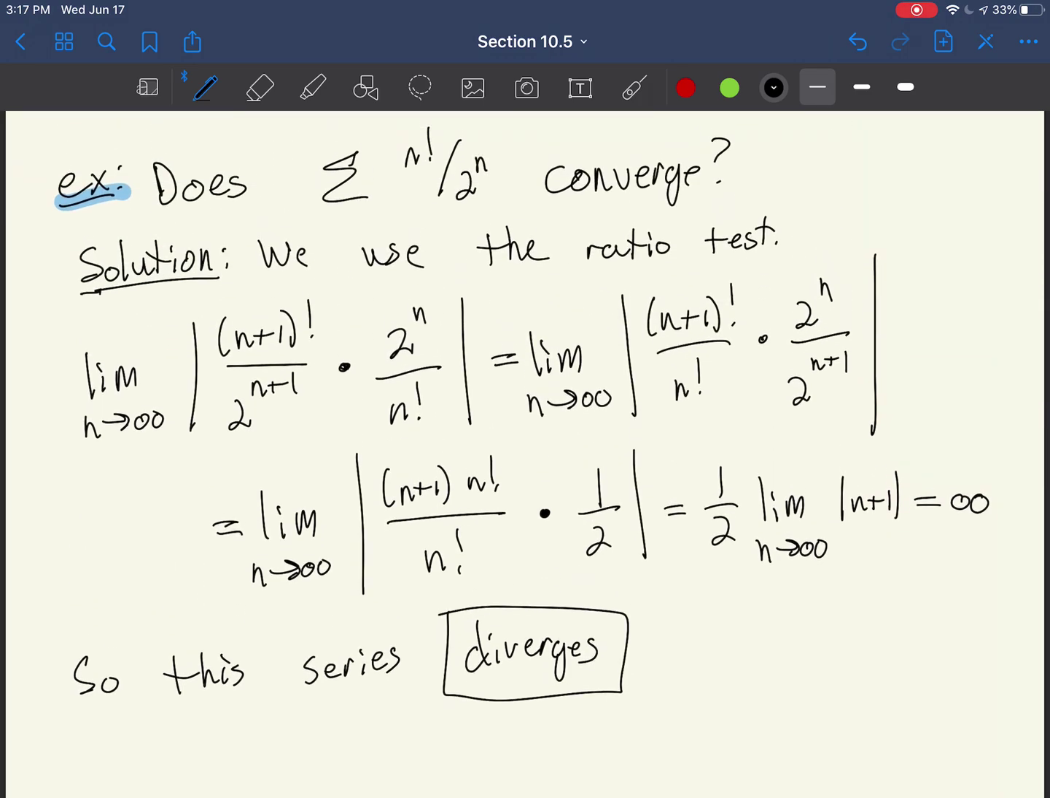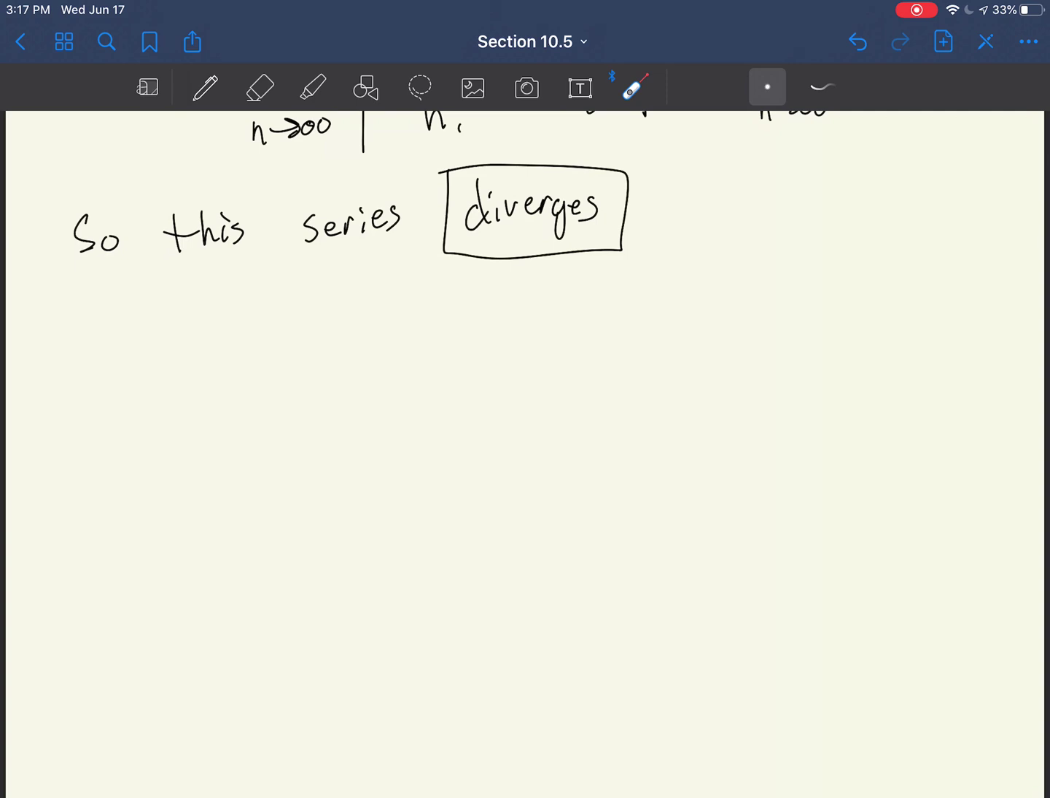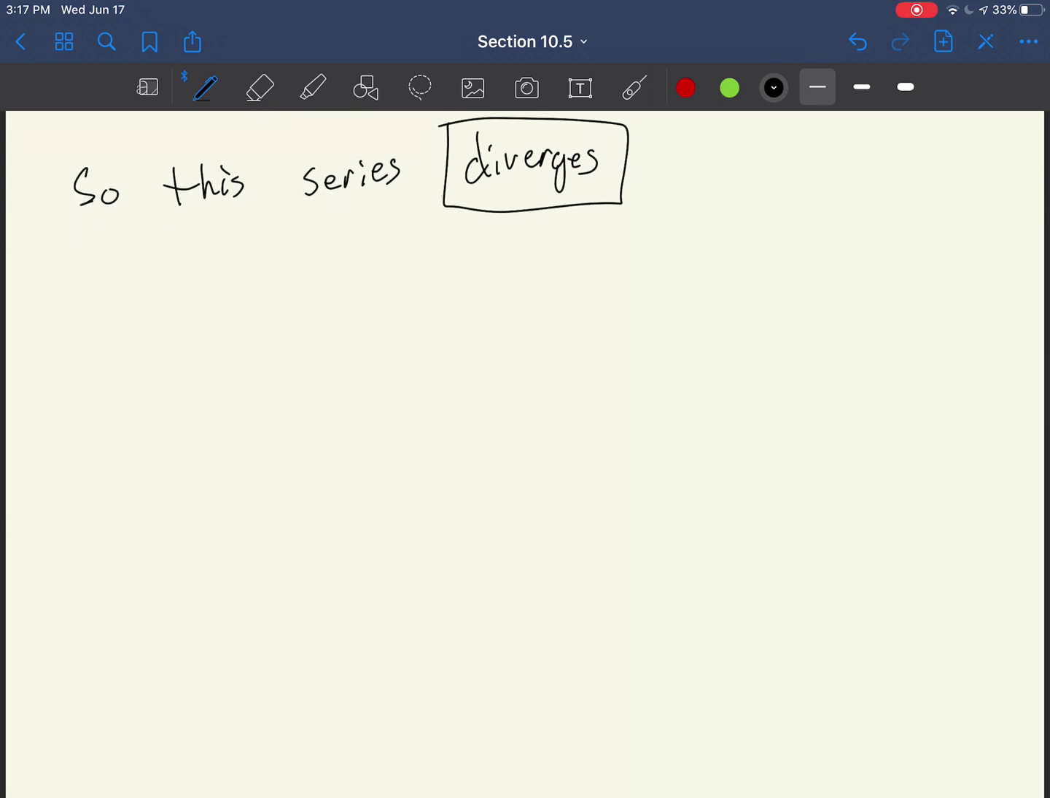How else could we have seen this? As I said, the n factorials are going to grow larger than almost anything else we see, including 2^n. So if you did the nth term test for divergence, you would see that this limit as n goes to infinity does not equal 0. So therefore it diverges. So that's why you should always do the nth term test for divergence first. It would have saved you some time and some work.